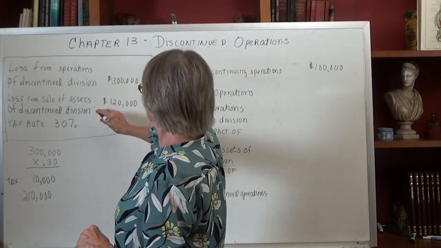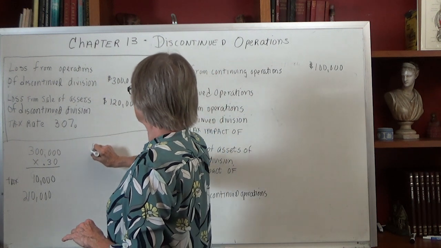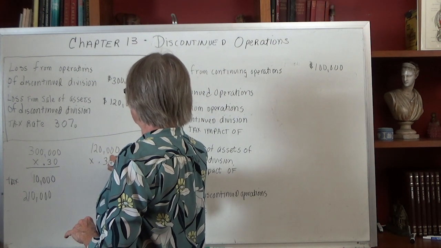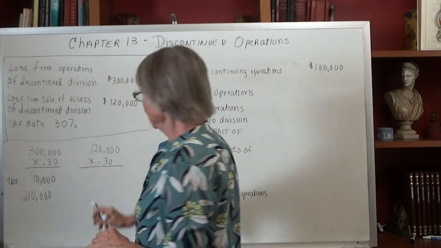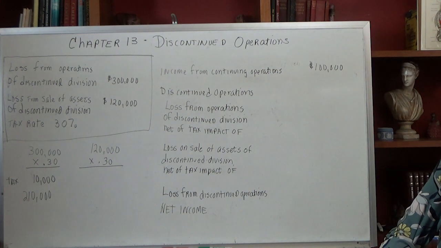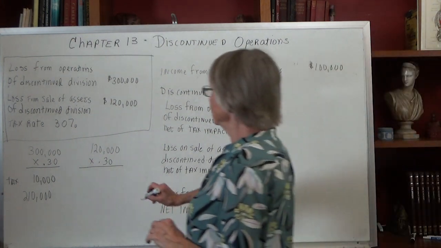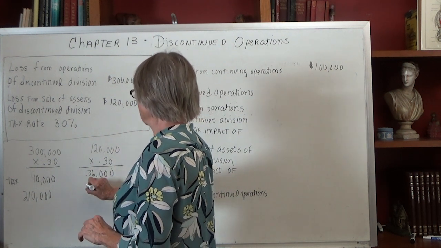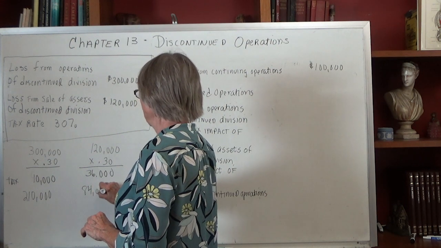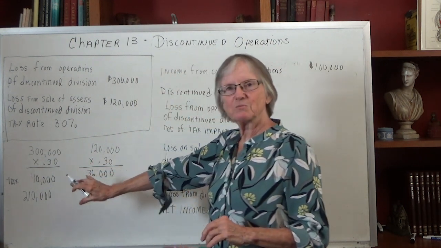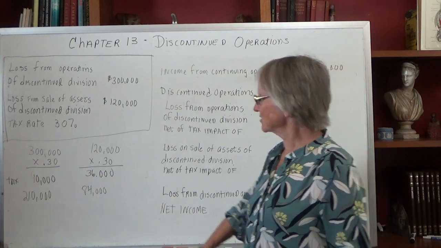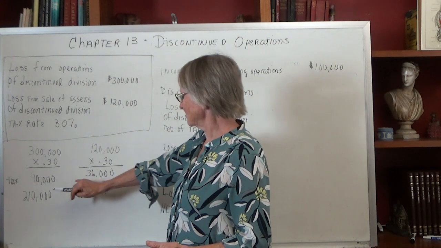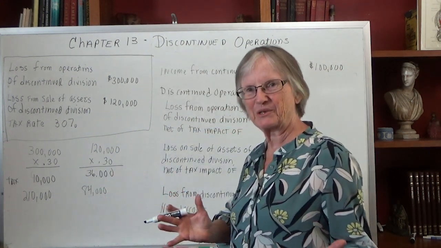We do the same thing with the loss on the sale of the actual plant assets. We do the 120 times 30%. That would be 36,000 tax. So if you go 120 minus 36, that gives you 84 net of tax. These calculations work the same whether you're dealing with a gain or a loss. Either way, they provide you with the net amount, because there's going to be a tax impact one way or the other.